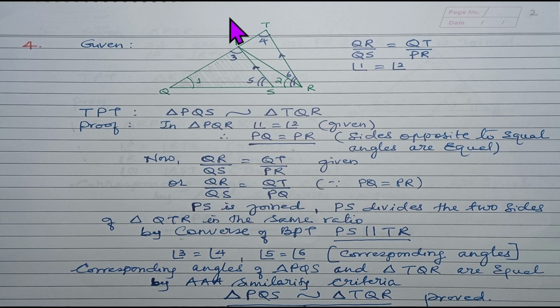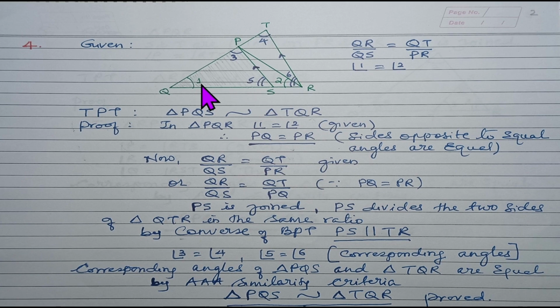Now PS is joined here. PS divides the two sides of the triangle QTR in the ratio QR upon QS and QT upon PQ, and therefore PS is parallel to TR by the converse of BPT. Now angle 3 is equal to angle 4. Since PS is parallel to TR, definitely 3 and 4 are corresponding angles, therefore they are equal. So also angle 5 and angle 6 are equal, corresponding angles.